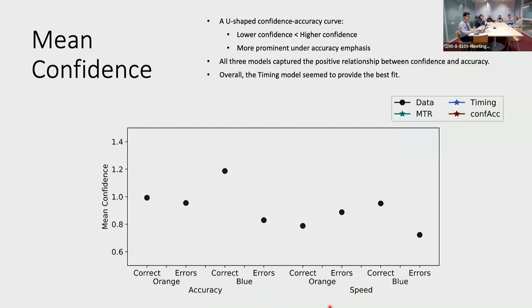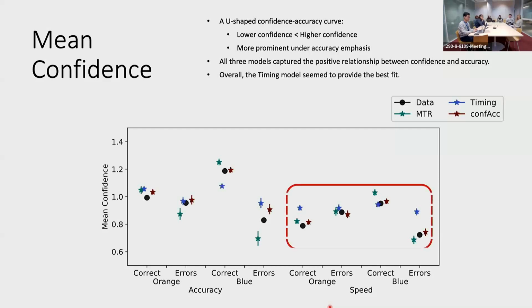So here are the different model predictions. You can see that the timing model, the blue stars here, is having a hard time capturing changes in confidence level across different response types, especially in the speed condition. This is because when under speed emphasis, all responses were very fast, so the timing model predicts a similar level of confidence. But the timing model is not overestimating the confidence level by too much in the speed condition.